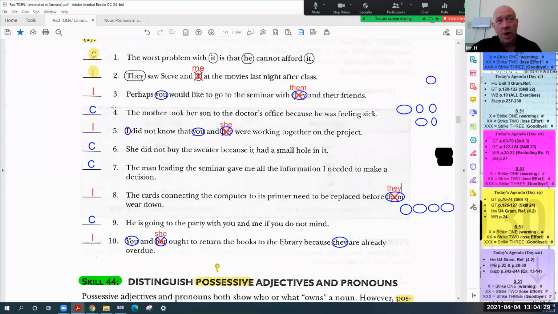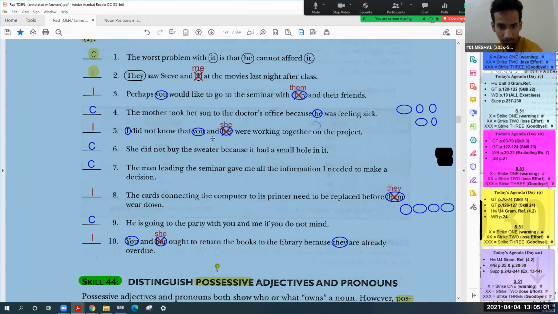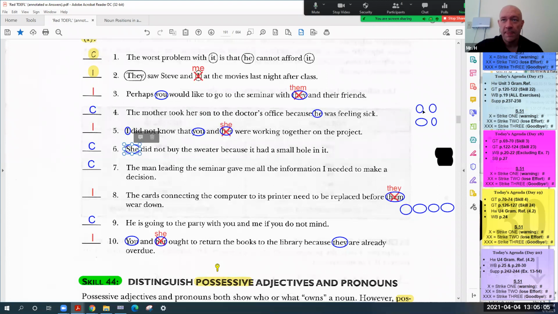So very quickly, where do I put the circles in number 4? Help me out, guys. Her? Is this a pronoun or an adjective? Adjective. It's an adjective. So where's the pronoun? Find the pronoun. Good. Okay. How about number 6? She. And? It. Okay. And? It. Good.